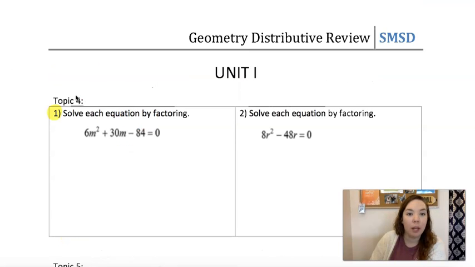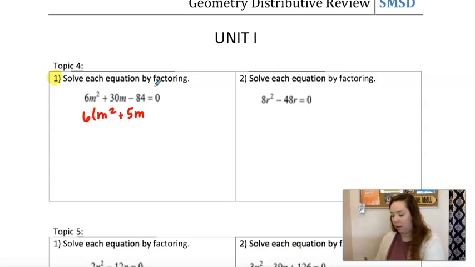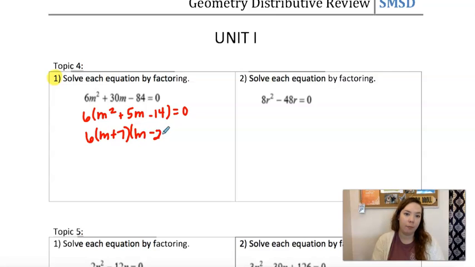On page 2, I'm going to do topic 4, number 1. So it's a solve each equation by factoring again. This one, I'm going to pull a 6 out first. My greatest common factor for this one is 6. So let's see. That'd be 14. And then factors that multiply to be negative 14 and add to 5 would be positive 7 and negative 2. And then there's no variable on the outside here, so don't worry about that piece. This piece to be 0 would be negative 7. This piece to make 0, I would need a 2.